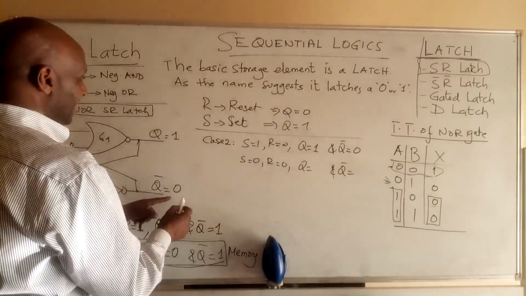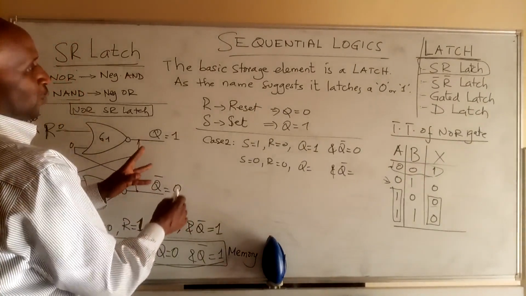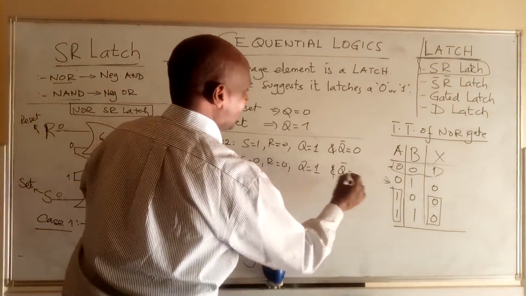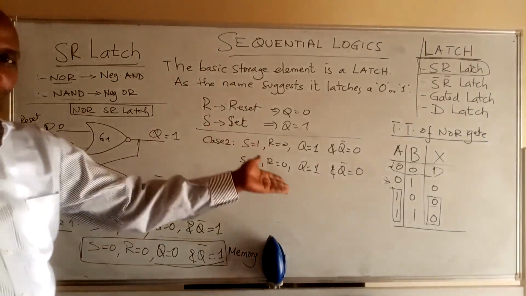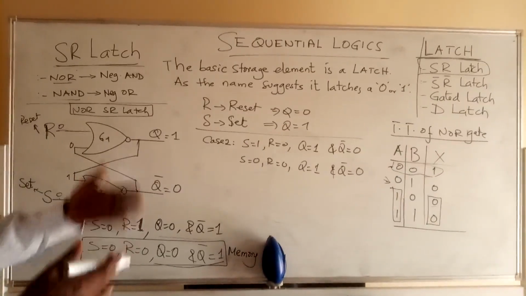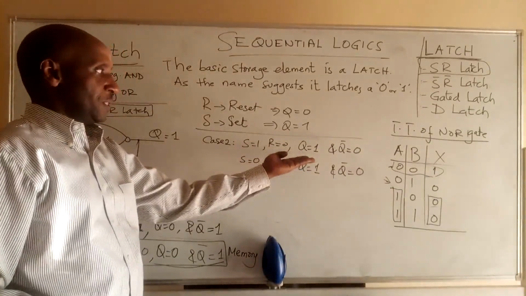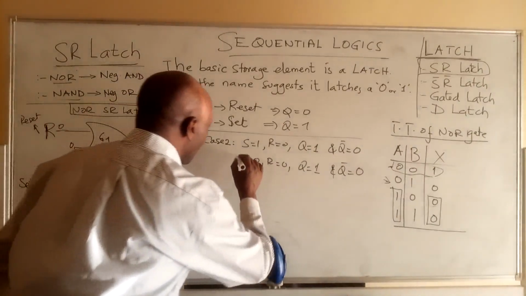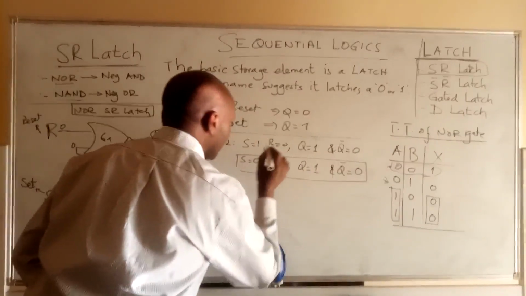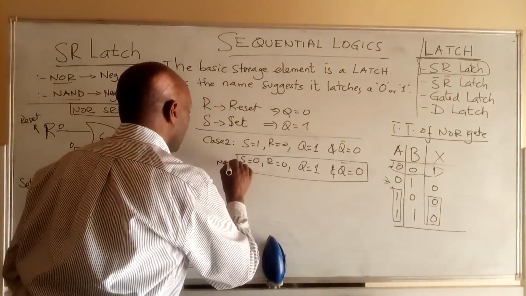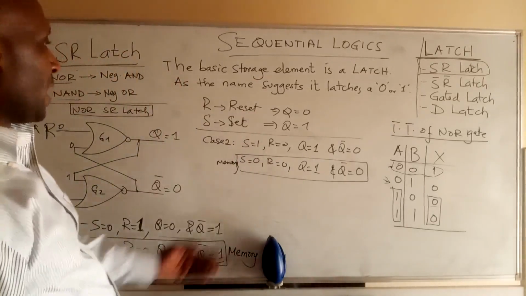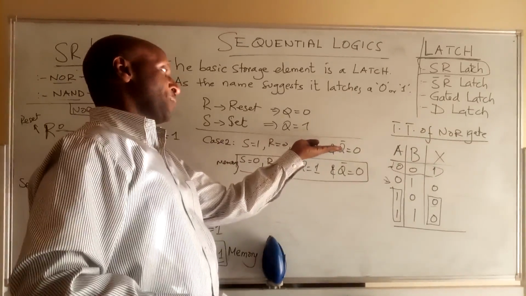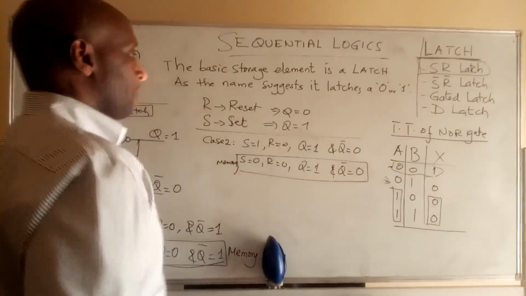Good. So you see that we are keeping the same output. Q is equal to 1 and Q bar is equal to 0. So we are not changing anything from the previous output. So this case also is a memory. Good. This is also memory, because we are memorizing the same output that we had previously.